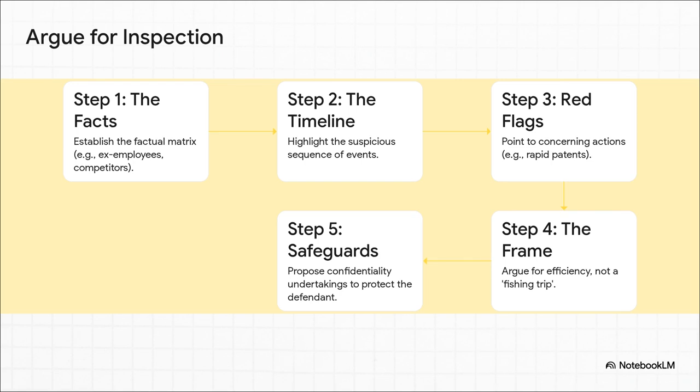Second, you hammer that suspicious timeline. Third, you point to all the red flags, like those crazy patent applications. Fourth, and this is key, you argue this isn't a fishing trip, it's about making the case more efficient for everyone. And finally, a real pro move. You offer safeguards. You tell the judge you're happy to sign confidentiality undertakings to protect the defendant's legitimate secrets. It shows you're being reasonable.